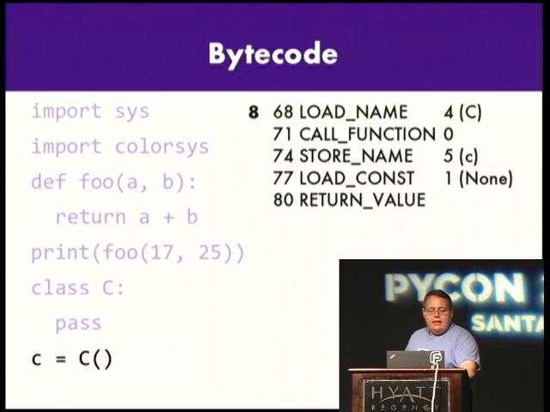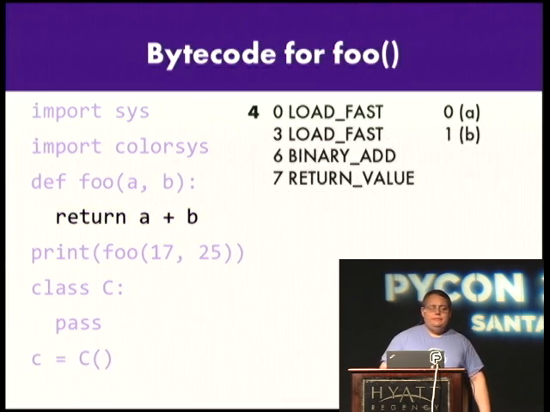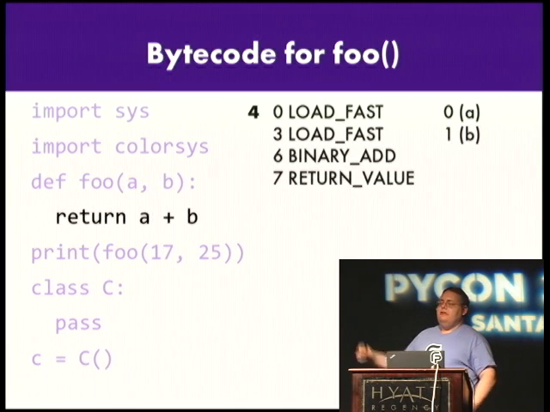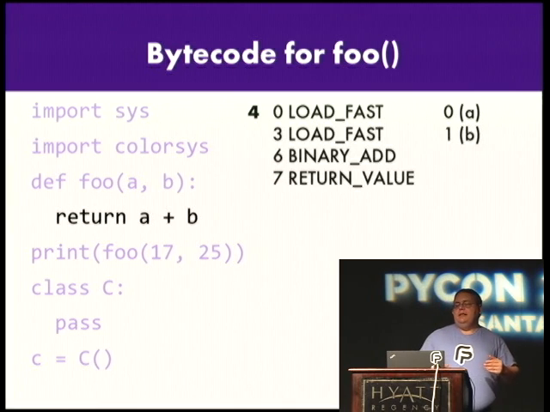So let's circle on back and talk about the bytecode for foo, because it's a little bit different than what we've seen before. Load fast is something we haven't seen yet. This pushes a value from what's called fast local storage onto the stack, and the argument there is an index into the fast locals array. Fast locals were something that sped up functions a whole bunch in Python.